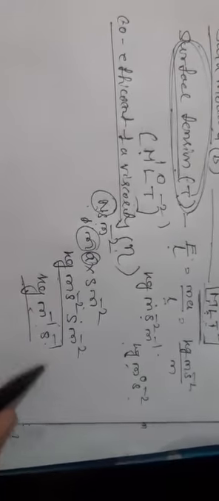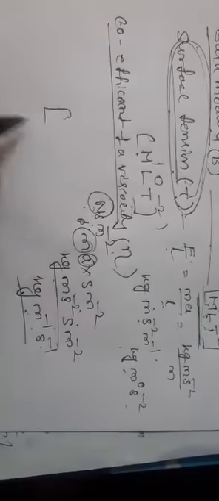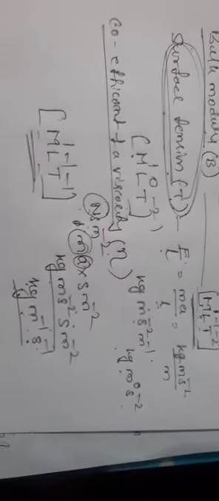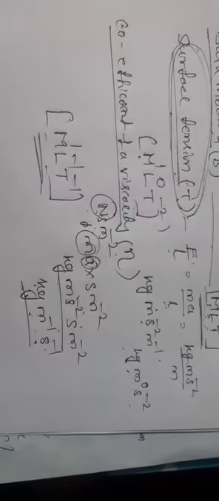Write the dimensional formula. The dimension of the coefficient of viscosity in mass, length and time: mass in kg, power 1. Length in meter, power minus 1. Time in second inverse, power minus 1. That is the dimension of the coefficient of viscosity.